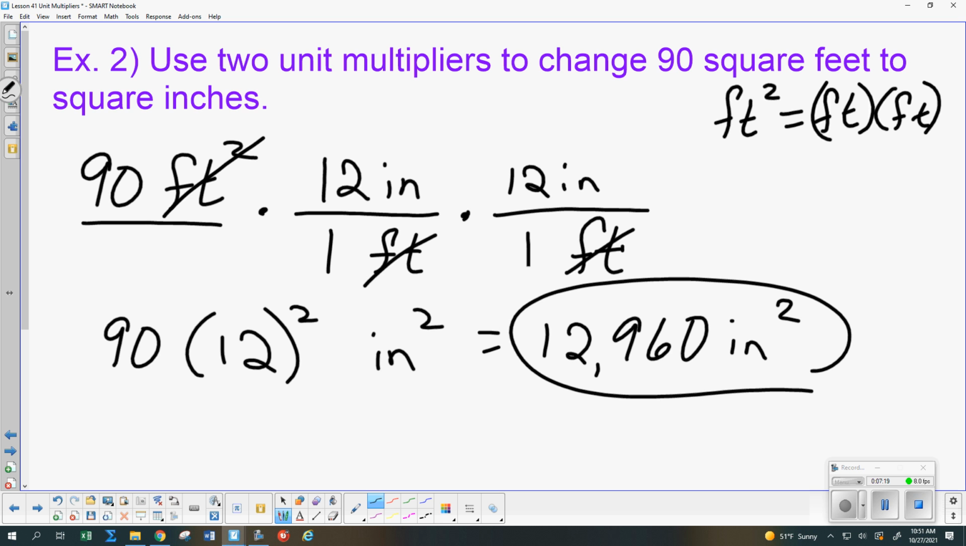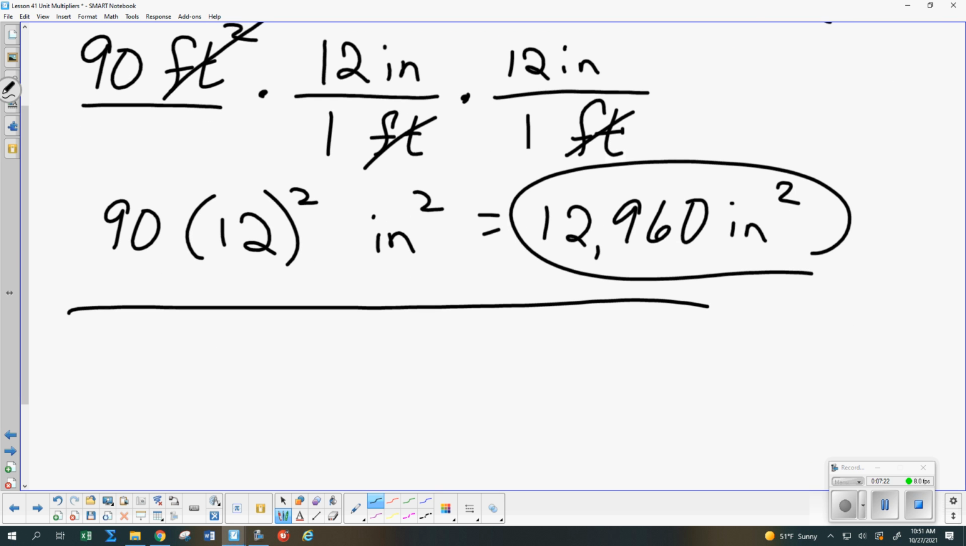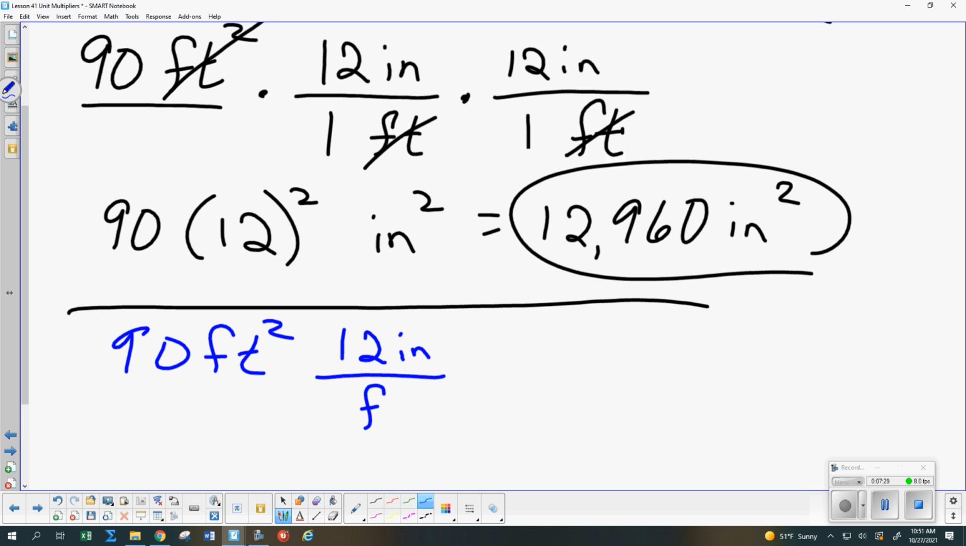Now, what Anu was asking, if we take the 90 square feet and say, oh, my multiplier is 12 inches over a foot. Oh, you know what? That's not enough. That's only going to give me feet to cancel once. I need to square that. If you do that, here's what I recommend you show in your work. Say that that means the 12 is squared, the inches are squared, the feet are squared. And move those exponents in all 3 places so you're less likely to make a mistake.